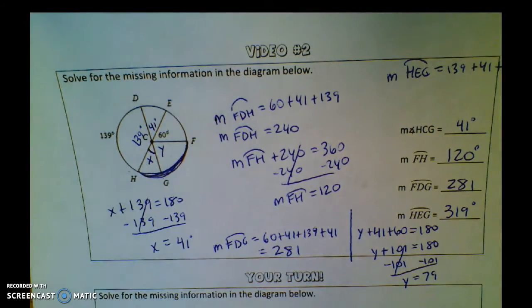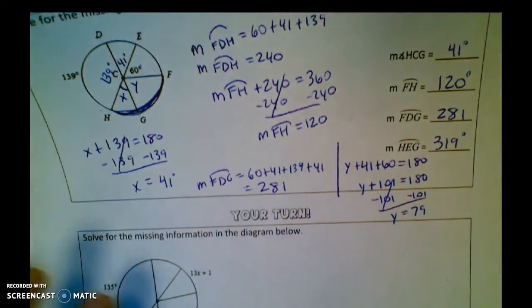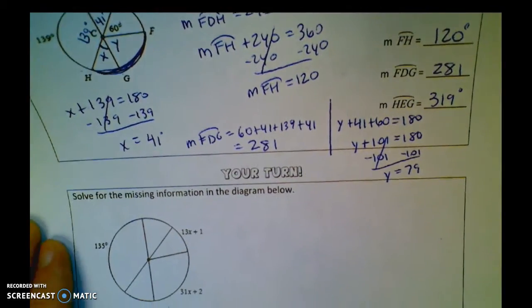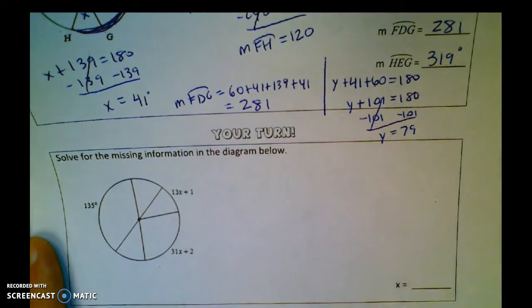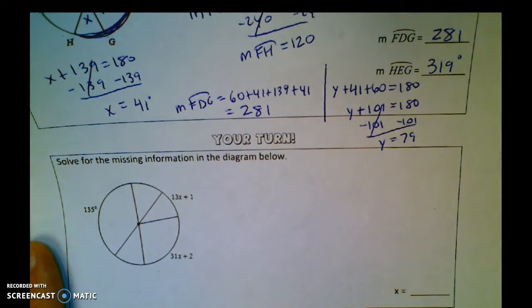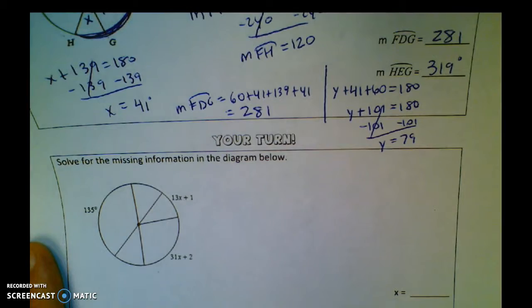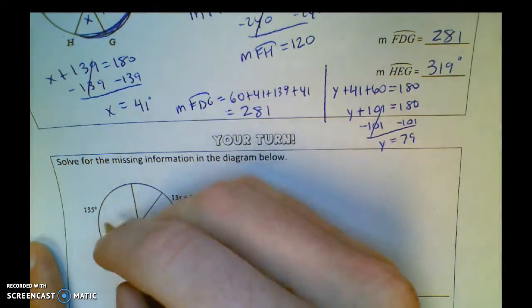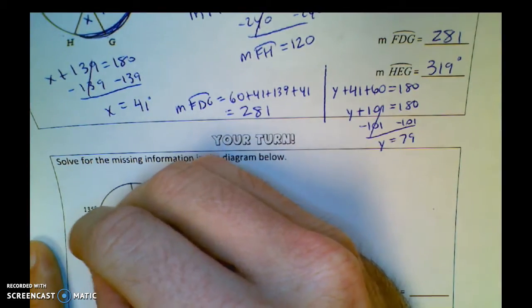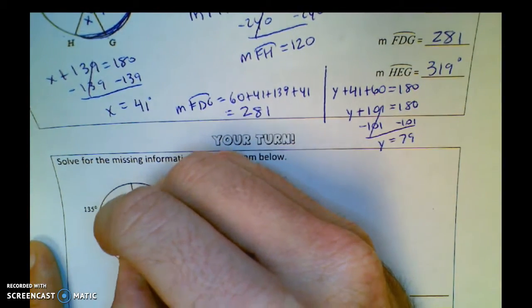Okay, so let's try the next one. Solve the missing information in the diagram below. So here we're trying to find what x is. The easiest way to see this one is using the central angles again. So if this is 135, I know this is 135.